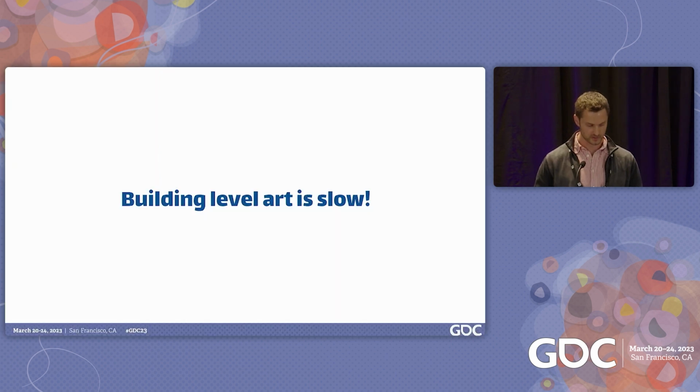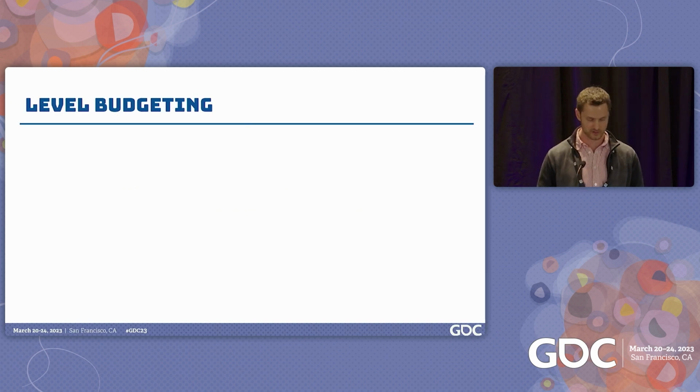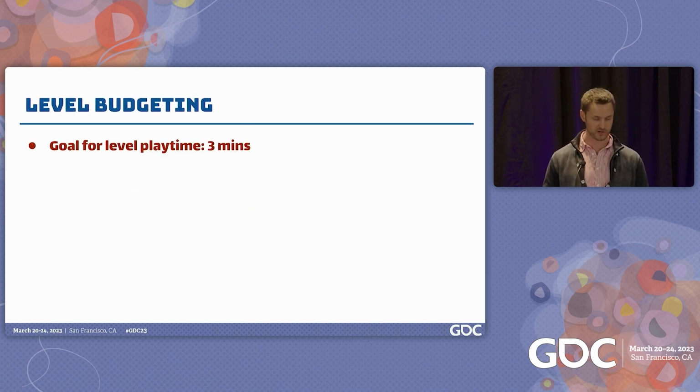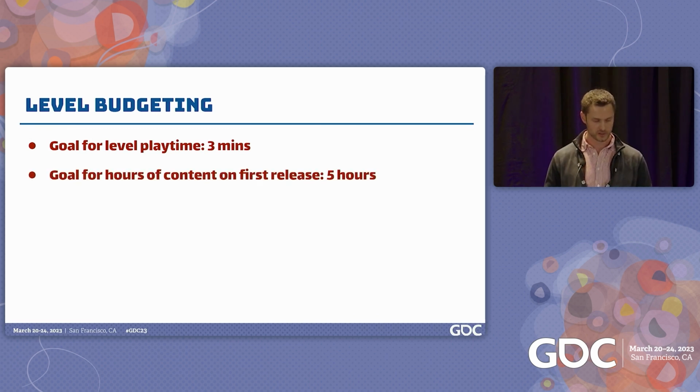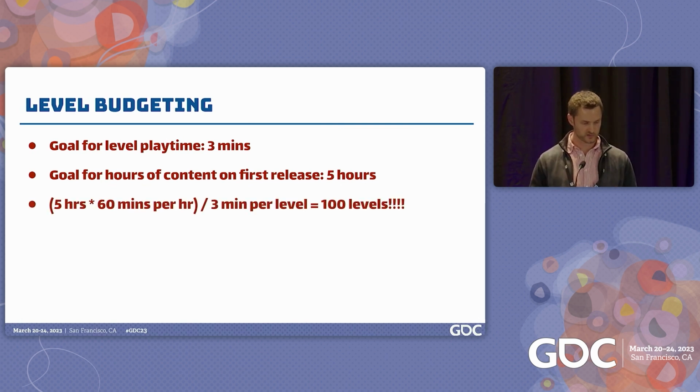But I discovered that building level art is really slow. So just to get an idea of what I mean by slow, my goal for playing a level was that it should take about 3 minutes. This was a rough approximation when you're actually playing it. So I was trying to make about 5 hours of gameplay for the first release of this game, just so people would have enough to play and they'd watch some ads and I would hopefully make some money. So if we times 5 hours by 60 minutes per hour, and then divide that by 3 minutes, we get 100 levels. That is what I would need for 5 hours of gameplay.